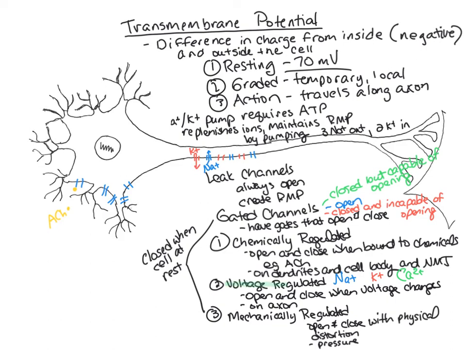The voltage-gated channels are restricted to the axons, the branches of axons called the collateral branches, and the synaptic terminals. The mechanically gated channels are typically found on the dendrites of sensory neurons only, and the chemically regulated channels are typically found on the dendrites and the cell body of the neuron.